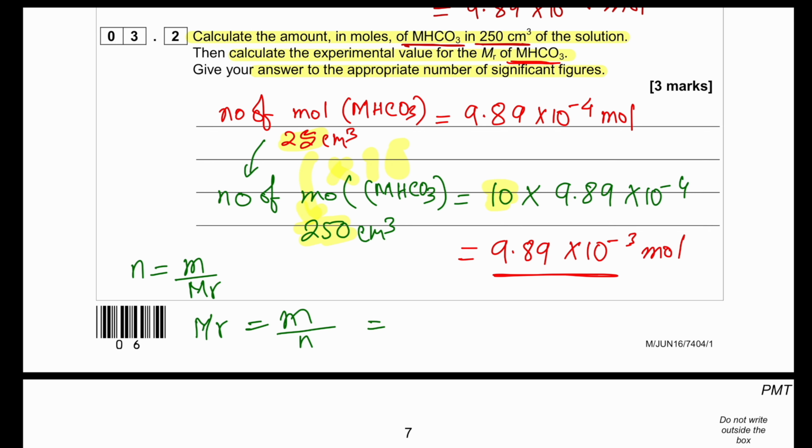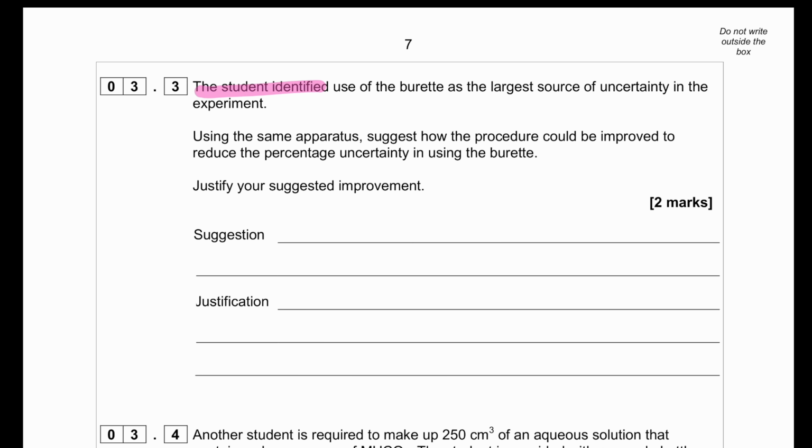So the mass for us in this experiment was 1.464. Now you may show the conversion. I have already shown it before, so I am not writing it down, but you can show the conversion here. So divided by number of moles, which is 9.89 times 10 to the power of minus 3 moles. This will give us a value in 3 significant figures of 148. So the MR of this particular compound is 148 for MHCO3.